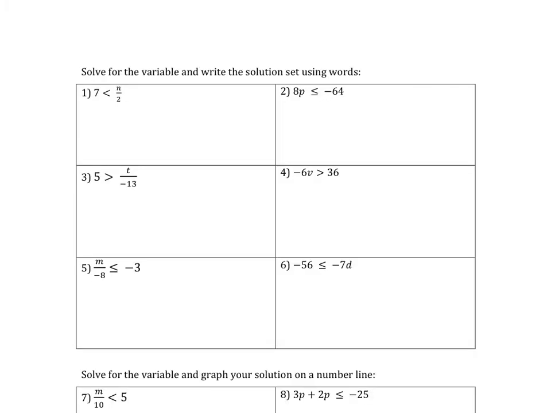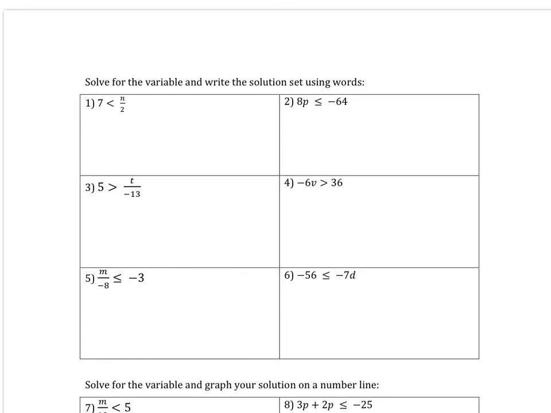Let's take a look at some examples. 7 is less than n divided by 2. So we're going to solve this like a regular equality and multiply both sides by 2.